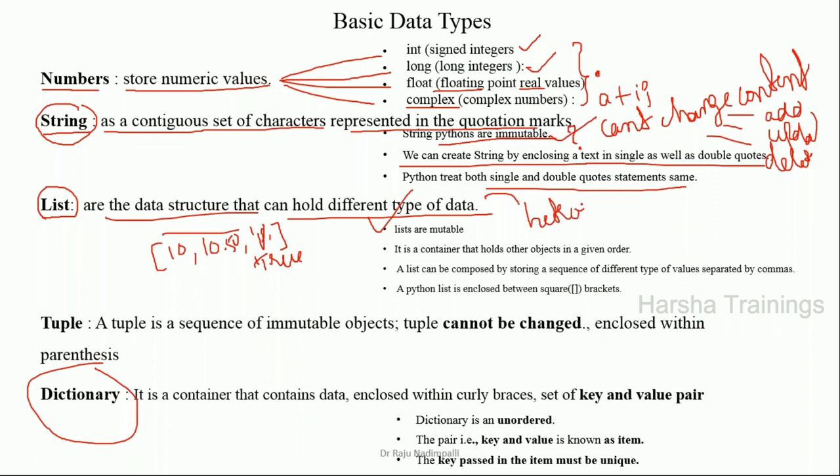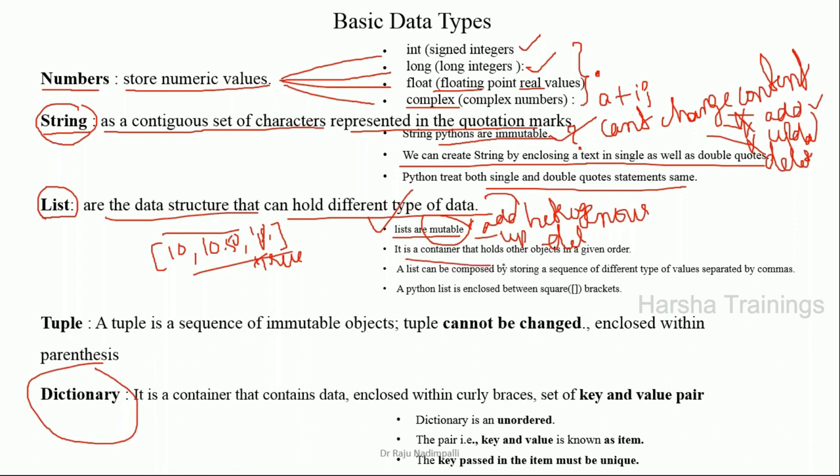What is the meaning of heterogeneous? I can store more than one kind of data. Now lists are mutable. What is the meaning of mutability? Earlier I told that for strings I cannot add, I cannot update, I cannot delete, but in the list I can add new contents, I can update contents, I can delete the contents in the list object. This property is called mutability. Can you please respond?